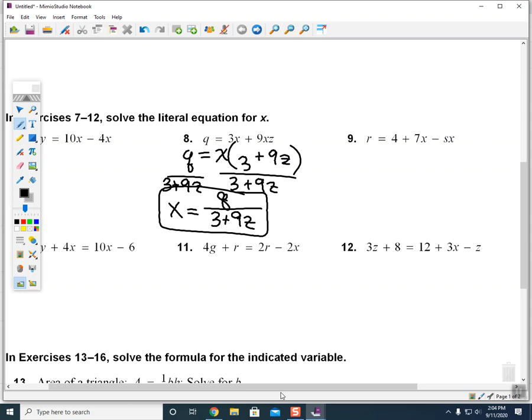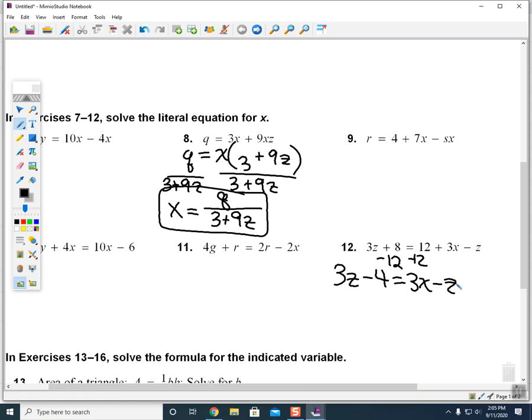Go. We'll do 12. I need to get x by itself. So what can I get rid of on the right hand side? The 3x. No, you can't. I want to leave the 3x there. You gotta subtract 12 from both sides. Okay, I can subtract 12 from both sides. So now I've got 3z, 8 minus 12, negative 4, equals 3x minus z.